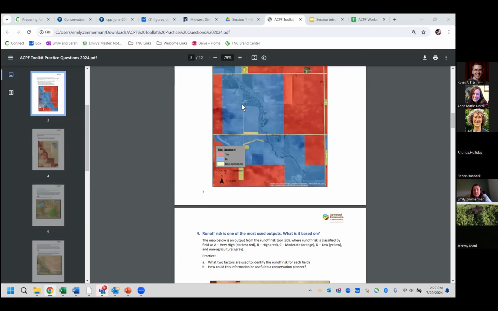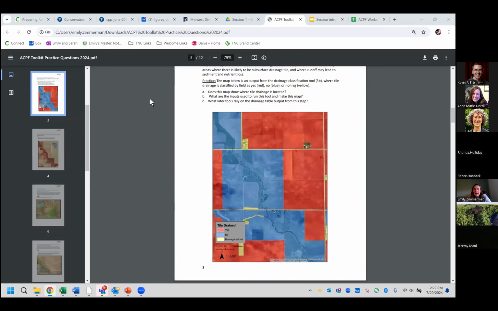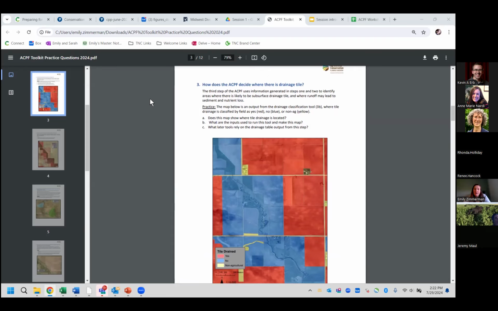All right, so I'm going to bring us back together, and we're going to start by looking at question number 3, which asks, how does the ACPF decide where there is tile drainage? So again, just to orient yourself, when you're looking at the map, the blue is no, the red is yes, and the yellow is non-agricultural. So the first question I would like folks to answer in the chat: does this map show where tile drainage is located? Yes, if it shows where tile drainage is located, no, if it doesn't. So go ahead and pop your responses in the chat.